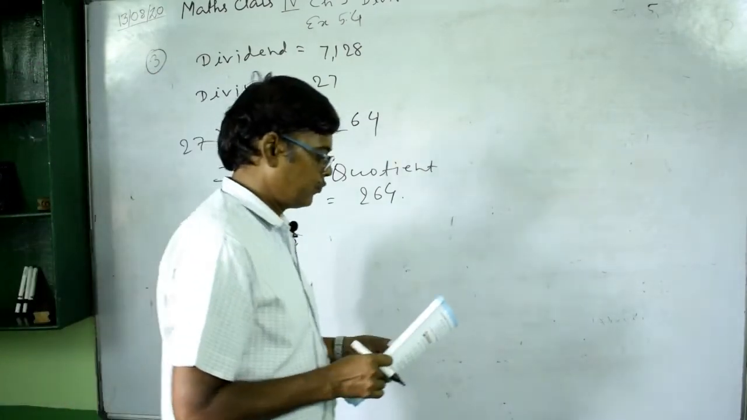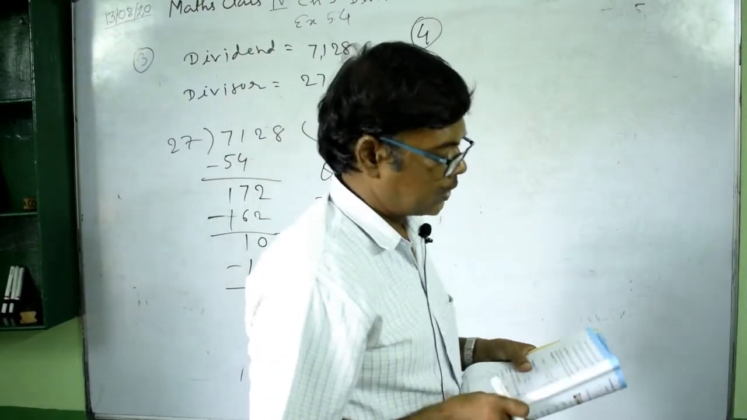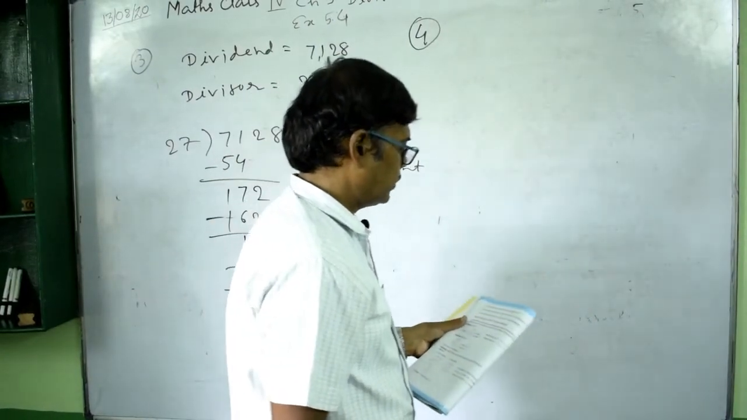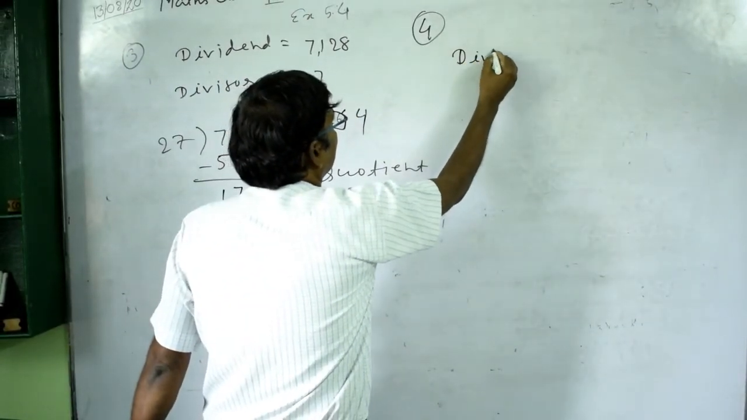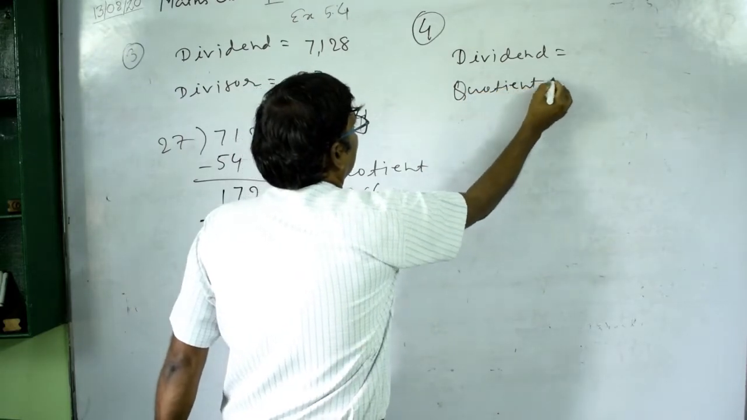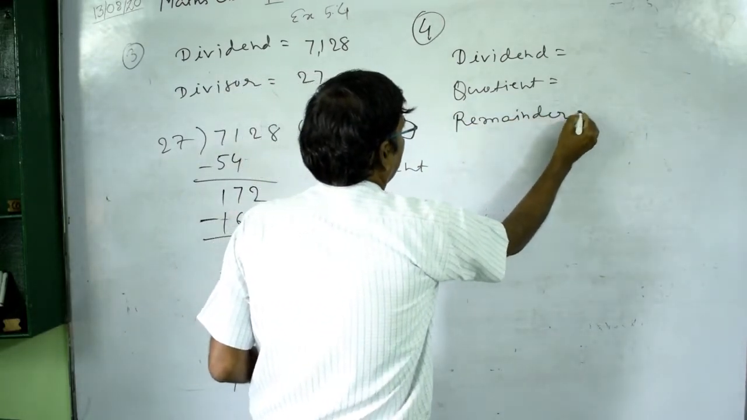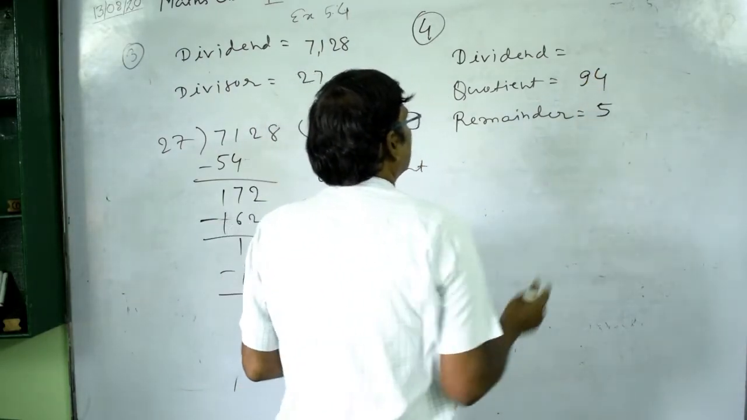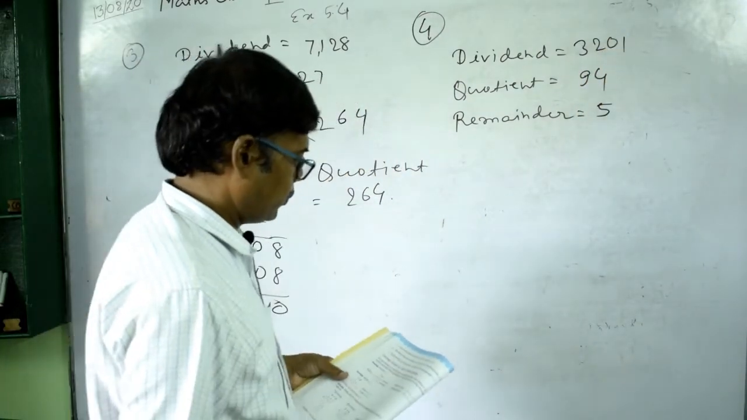And then you have question number 4. Find the divisor when dividend, quotient and remainder are given here. So we have to find the divisor. So how will you find the divisor when dividend, quotient and remainder are given? Here we have to use the formula. The remainder is equal to 5, the quotient equal to 94 and the dividend equal to 3201. Okay, so here we are not given the divisor, so we have to find that divisor.